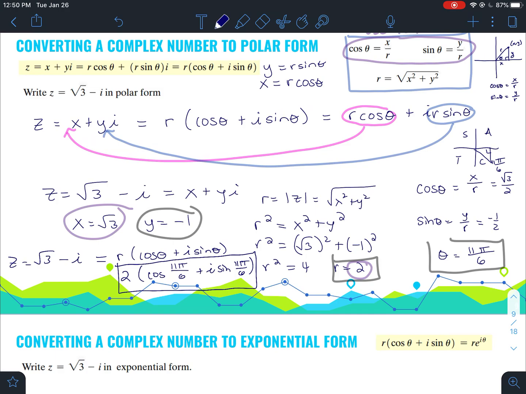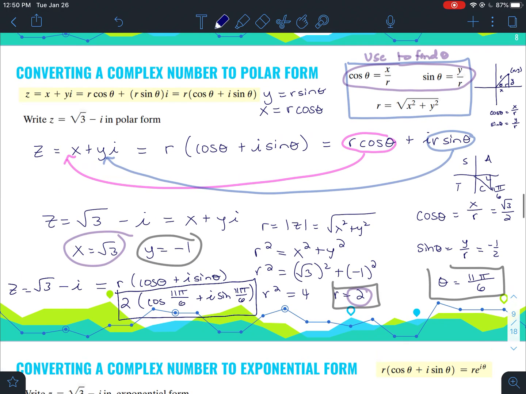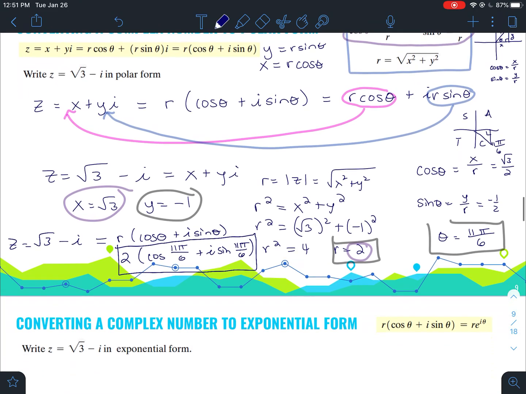So again, we found the radius using r squared equals x squared plus y squared. And then we found our theta using cosine theta is x over r and sine theta is y over r. And then we just use the formula, x plus yi is going to equal r cosine theta plus i sine theta. And then we just substituted in r and theta.